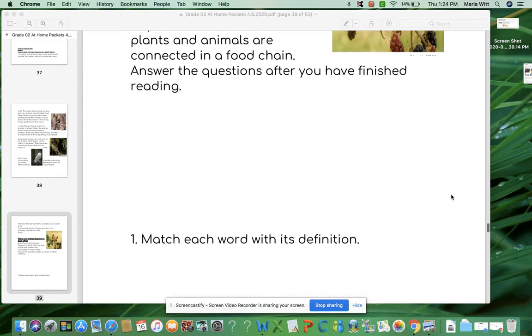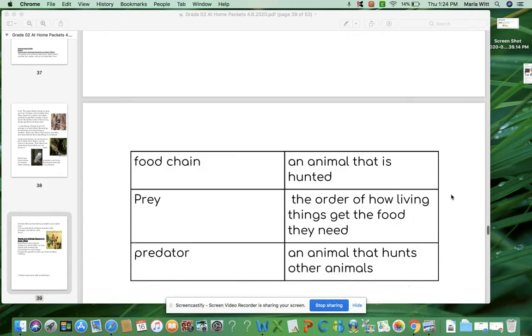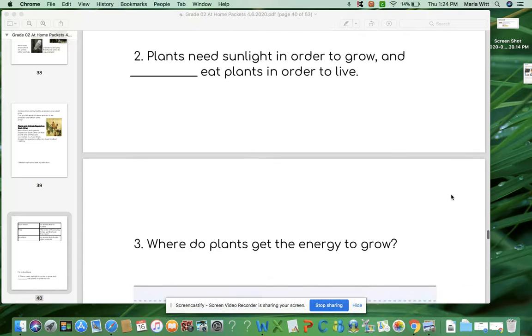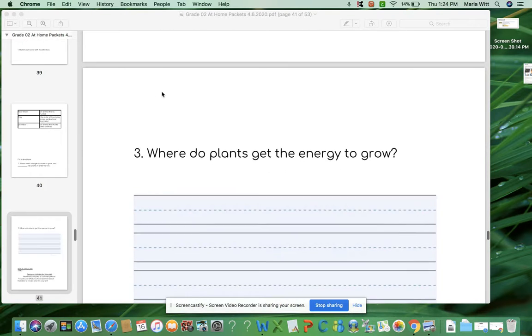Answer the questions after you finish. So we just completed reading, and now you're going to answer these questions in the slide. Plants need sunlight in order to grow, and blank eat plants in order to live. Who eats plants in order to live? Think about that. That's right, animals.